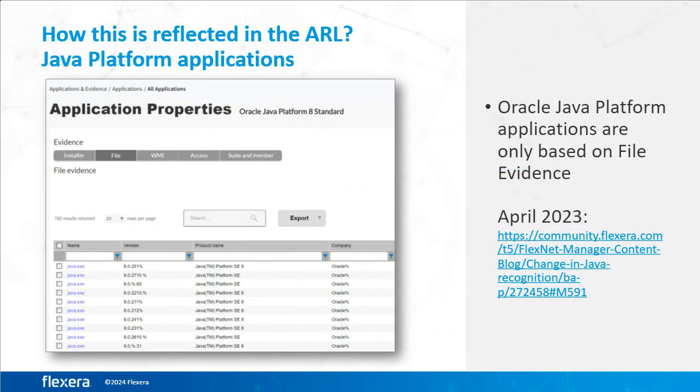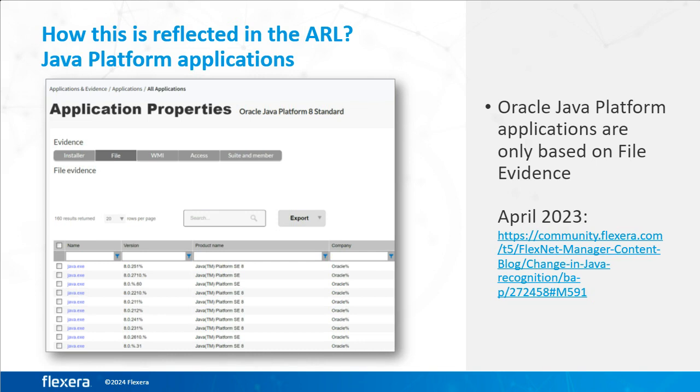Okay, and this is now the part where I will give an update of what's new, what's recently introduced. This slide here shows the situation. We decided back in, I think it was last April or so, to only count file evidence for our Java platform. And here in FNMS, I can give you the highlights.